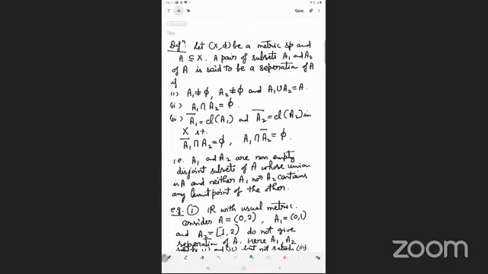Here also, if we take suppose A1 as 0, 1 and A2 as 1, 2, then again A1 and A2 do not give a separation of A. These are not a separation of A. A1 and A2 don't satisfy 1.